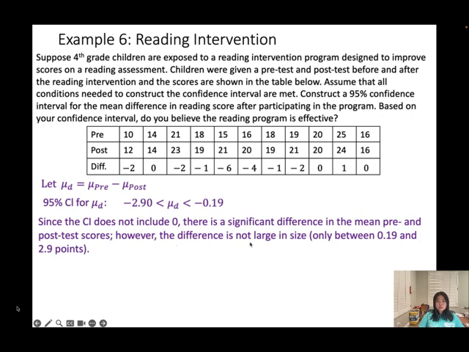However, the difference is not large in size. Okay, they do have a difference. They are not equal to each other. But when you look at the numbers here, it's only between 0.19 and 2.9 points. So actually the reading intervention program helps a little bit. Not that much.